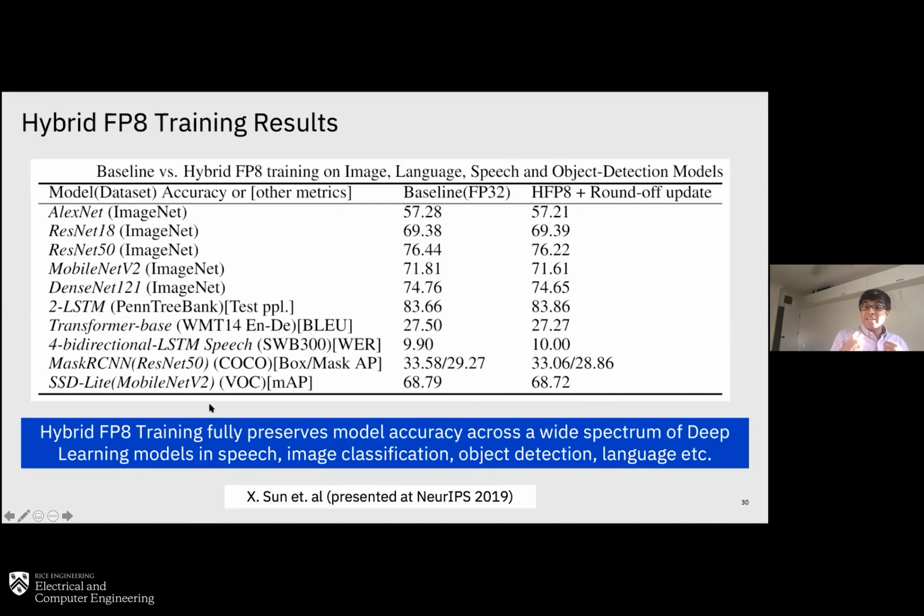And we believe it's extremely robust from a training perspective to be able to support a wide spectrum of different kinds of networks. So it fully preserves accuracy, as you can see from this chart, for speech, image classification, object detection, language, and so on and so forth.